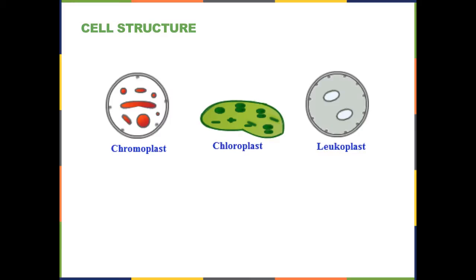Okay, we're going to continue our talk now, talking about more structures that are within the cell. And we've got some pictured here on this slide. The leucoplast is an organelle whose primary function is to store starches and oils.